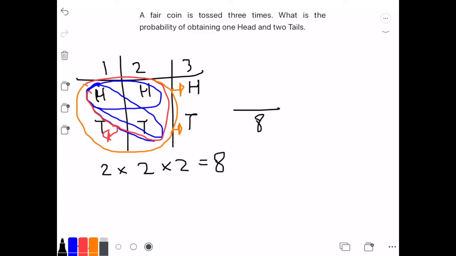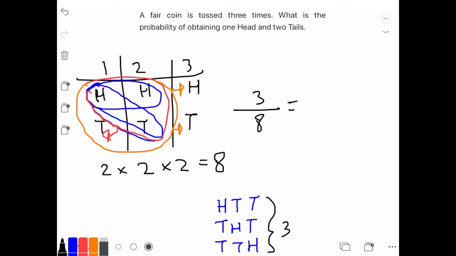So we have 8 total outcomes, and then we have 3 total outcomes that are successful, and we can write them down as heads, tails, tails, tails, heads, tails, and then tails, tails, heads. And we have 3 successful outcomes. So we will put 3 in the numerator of the fraction, and we have the same answer of 3/8 as our answer.